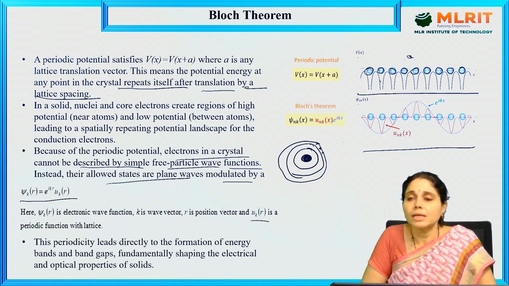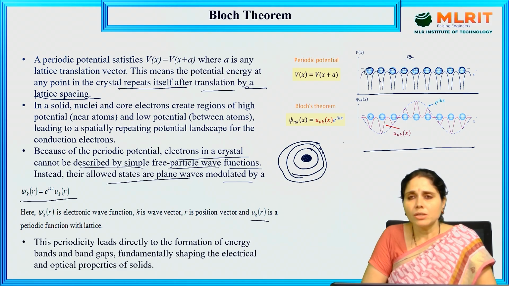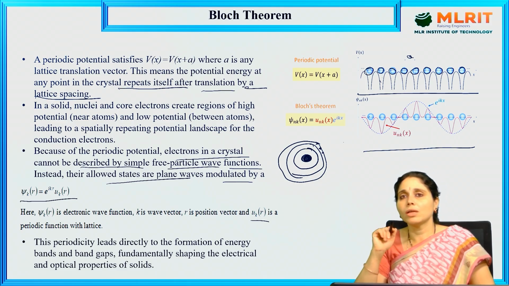So psi of r is a wave function, psi k of r is a wave function, and it is represented by e to the power i k r times u k of r. It is a periodic function. u k of r is a periodic function. Okay, so what does this mean? What does this all mean?